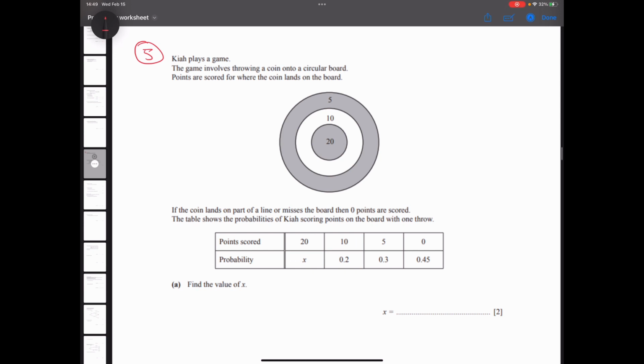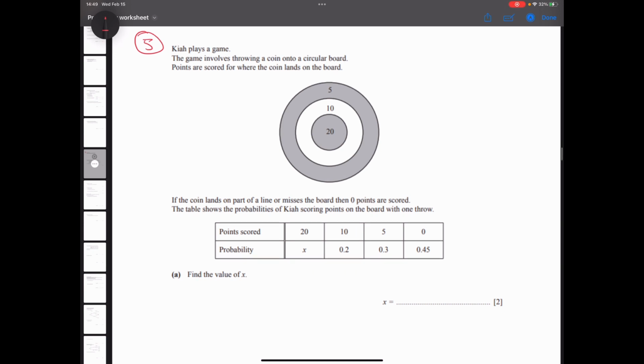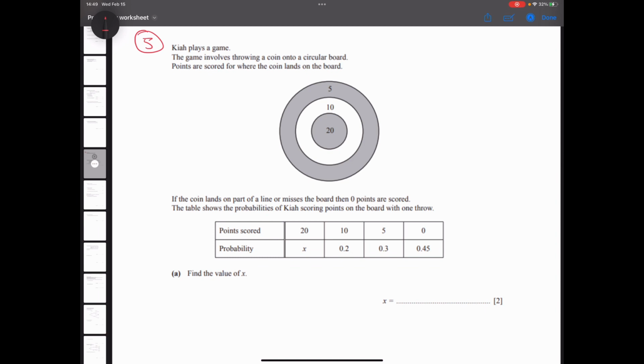So it says Kaya plays a game. The game involves throwing a coin onto a circular board, and then the scores are given. So we gotta find x fast. We need to know that all the probabilities added, they give us 1. So to find x, we say x plus 0.2, 0.3, 0.45 equals to 1. I'm gonna quickly use my calculator. Plus 0.5 and minus 1, so that is a 0.05.